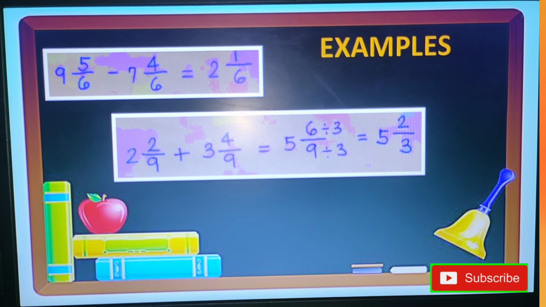Let's have example number 2. 2 and 2/9 plus 3 and 4/9 equals, you can add the whole numbers first. 2 plus 3 equals 5. Then we have the fractions. 2 plus 4, 6 over 9. 6 over 9, the fractional part is in higher term. So let's find the GCF. The GCF is 3. 6 divided by 3 equals 2. 9 divided by 3 equals 3. Don't forget to write the whole number. The final answer is 5 and 2/3.